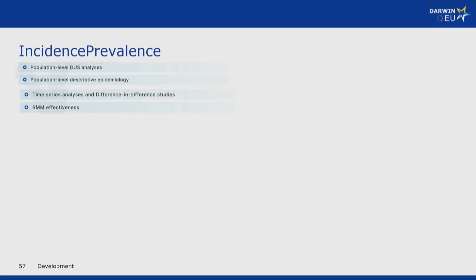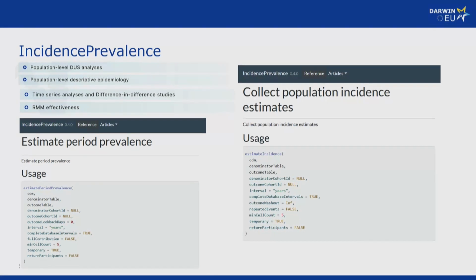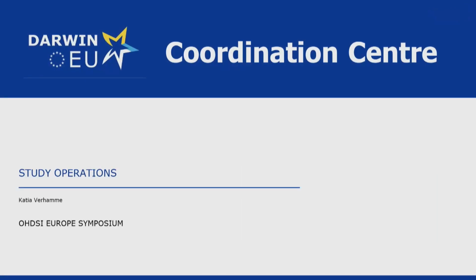As well as that, we've developed the incidence prevalence package. This is actually turning out to be widely used in lots of different types of studies. Here we've got functions like estimate period prevalence and estimate incidence, which I guess people can guess what they do. This package has lots of options around how you generate your denominator cohort, and also how you estimate your incidence and prevalence, where those options might vary depending on the study you're performing. And that's a very quick tour of what we've been working on for the last year.